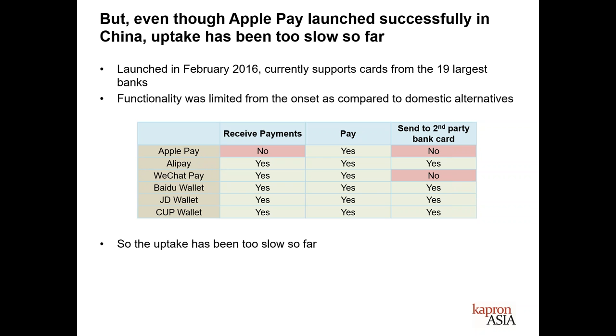And yet, the uptake has been really slow so far. First of all, we want to talk about some of the reasons for that. This table shows functionality, and it really shows how limited the functionality of Apple Pay was. You can only use Apple Pay to pay offline and online, but you cannot receive or send payments. You cannot even withdraw money or send it to a second party's bank card, just the bank card of someone else. And it's really not something that consumers are used to. Consumers are used to all the options that other wallets like Alipay offer.